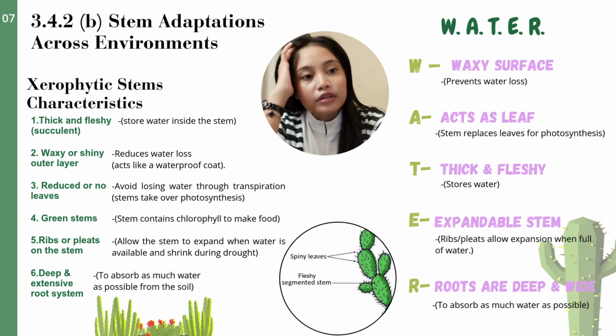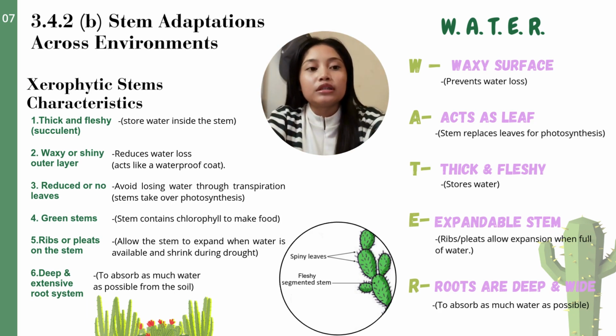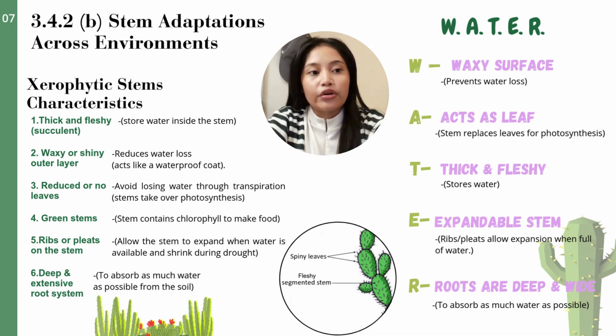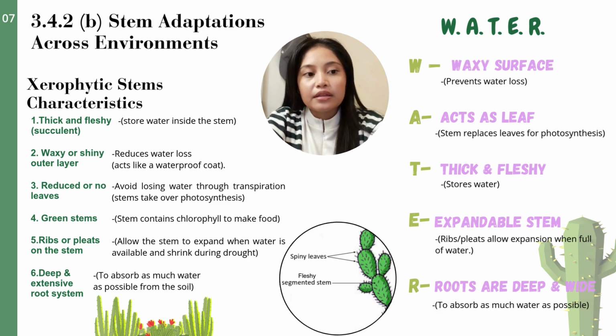So we will use the acronym WATER, which is W stands for waxy surface, A for axial leaf, T for thick and fleshy, E for expandable stem, and R for roots are deep and wide.